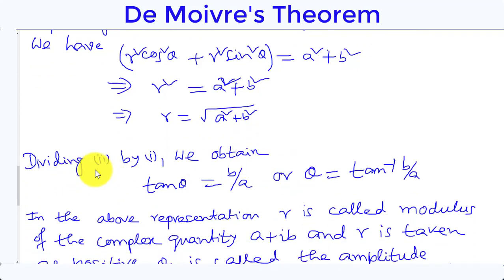Dividing equation 2 by 1, we obtain tan θ is equal to B/A, or θ is equal to tan⁻¹(B/A).